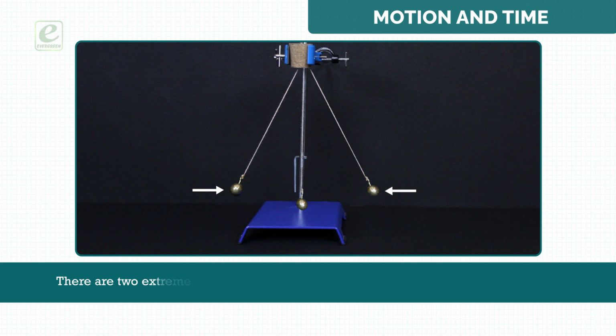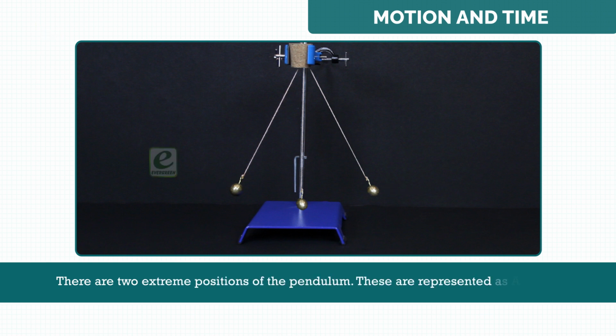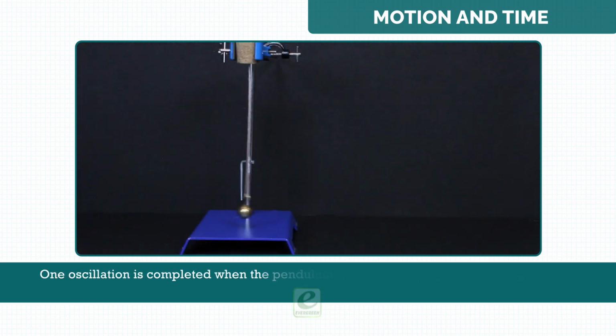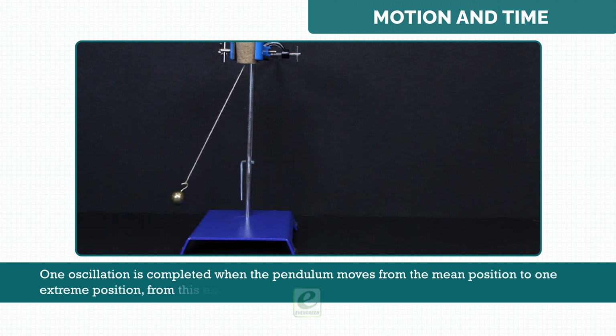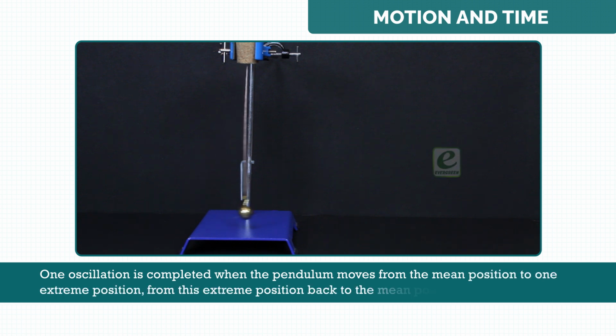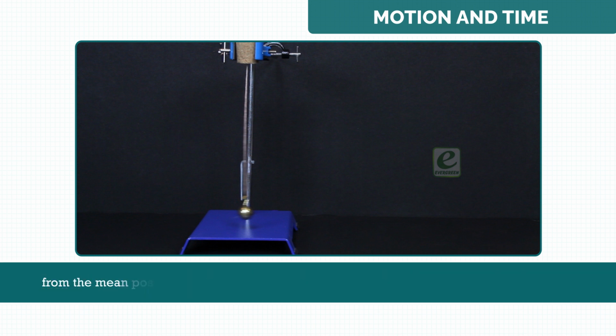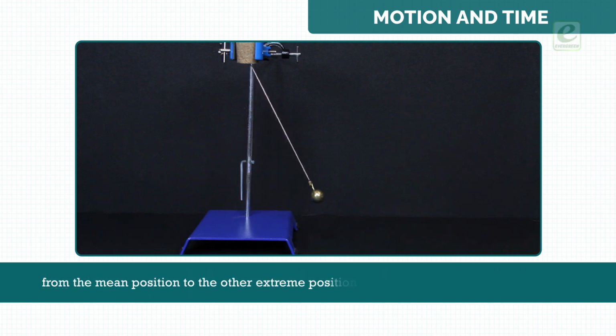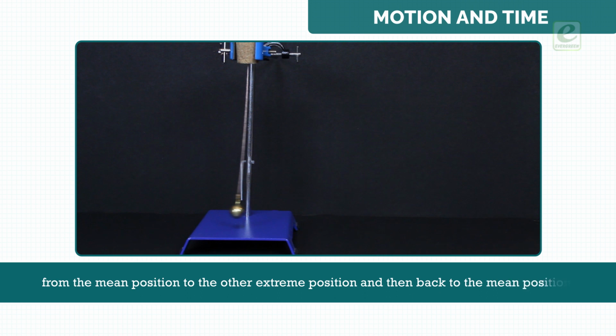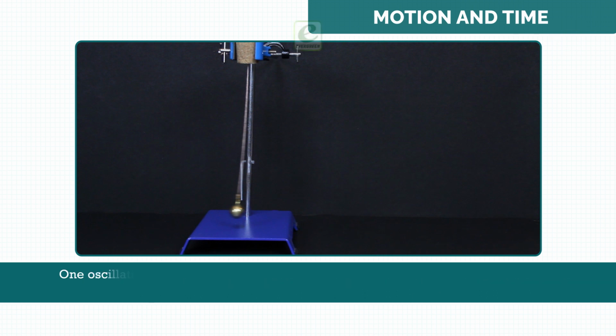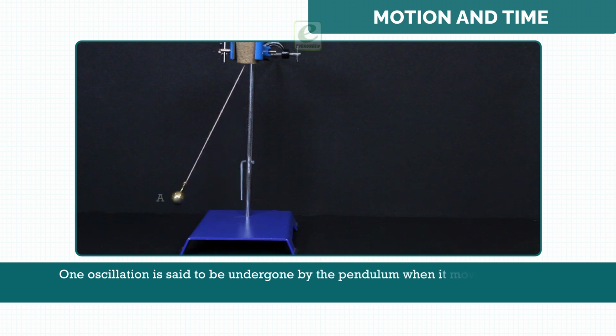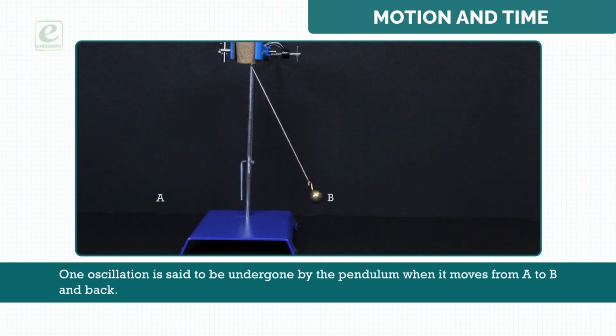There are two extreme positions of the pendulum. These are represented as A and B. One oscillation is completed when the pendulum moves from the mean position to one extreme position, from this extreme position back to the mean position, from the mean position to the other extreme position, and then back to the mean position. One oscillation is said to be undergone by the pendulum when it moves from A to B and back.